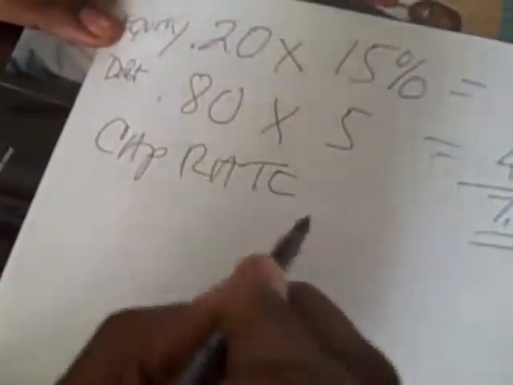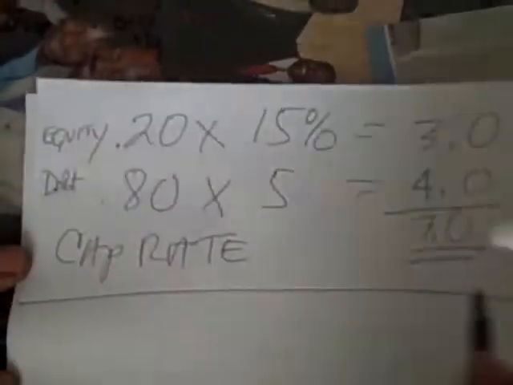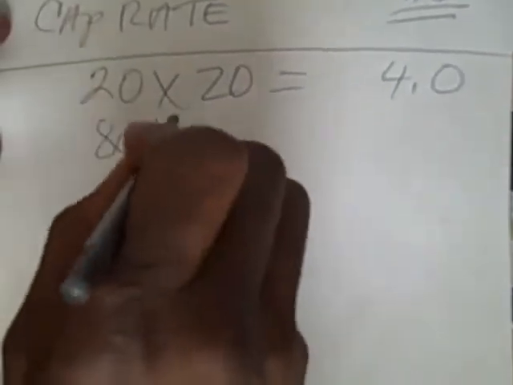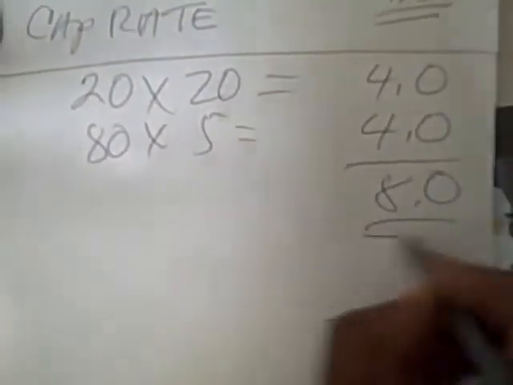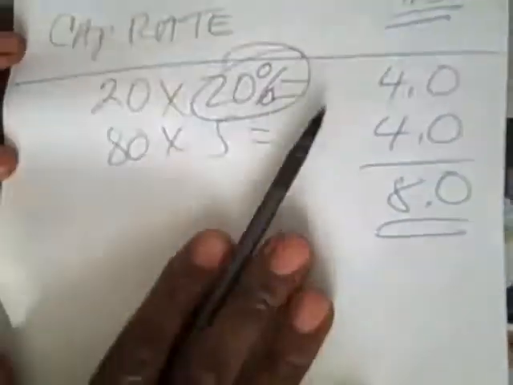Will you look at that? A 7% cap rate. Let's do one more real quick. Let's say you were a little greedy and you want 20 times 20, that would equal 4.0, and we know that the debt rate is 80 times 5, which equals 4.0. 8.0 would give you a whopping 20% return.